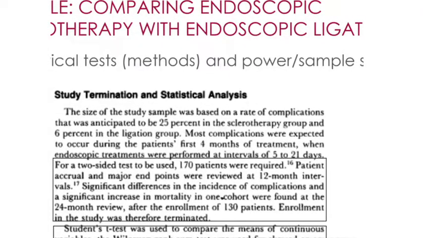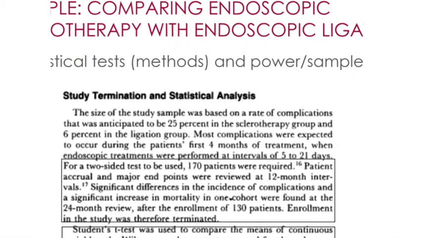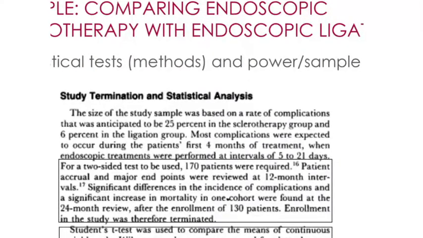And then in the first paragraph, they say, for two-sided tests to be used, 170 patients were required, and this number was from their power population. That is to say, they need a certain sample size in order to get enough power for the tests.